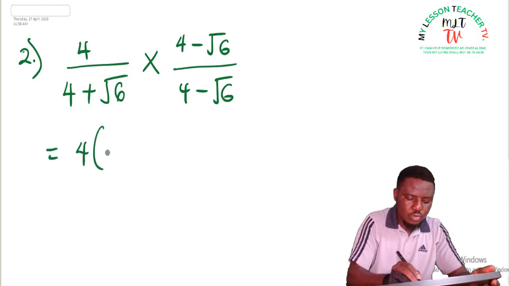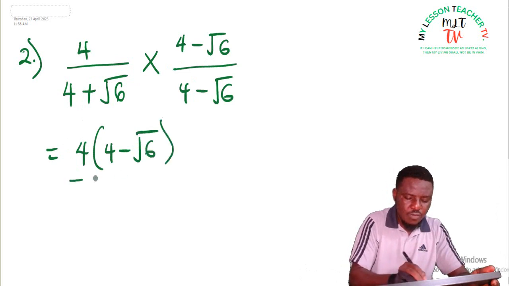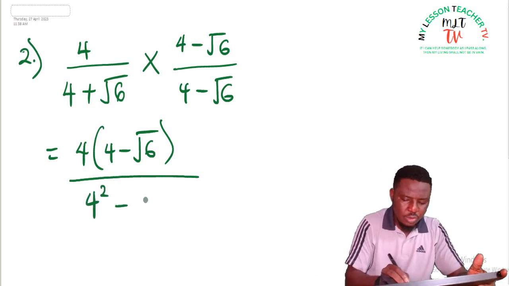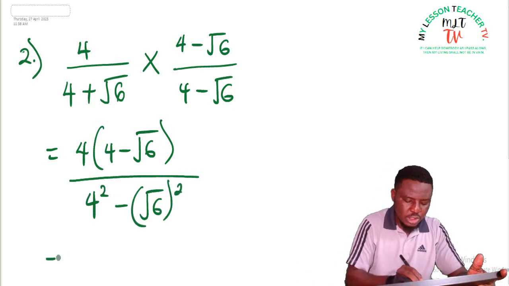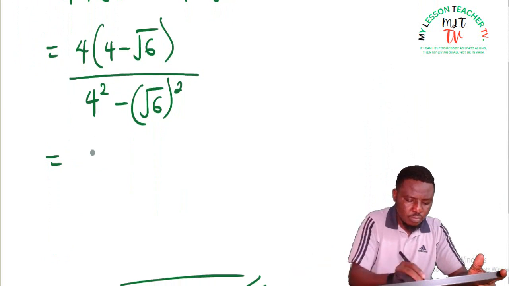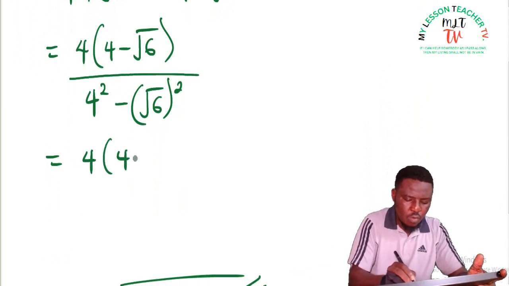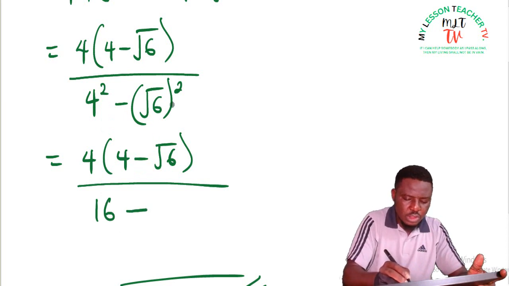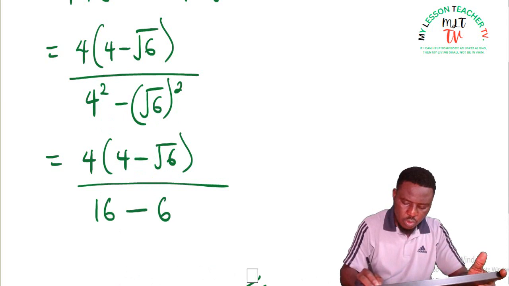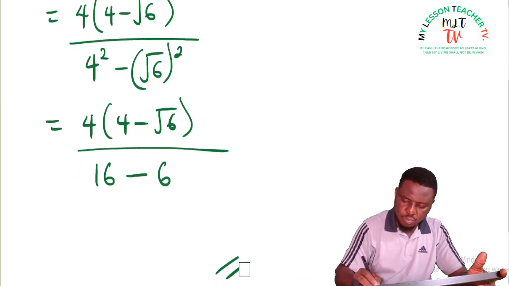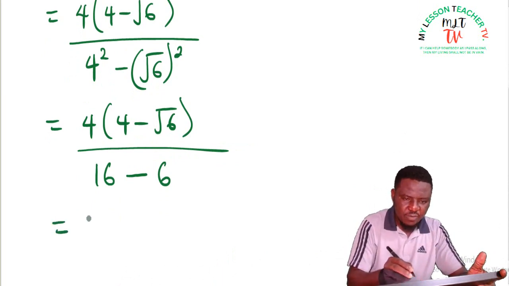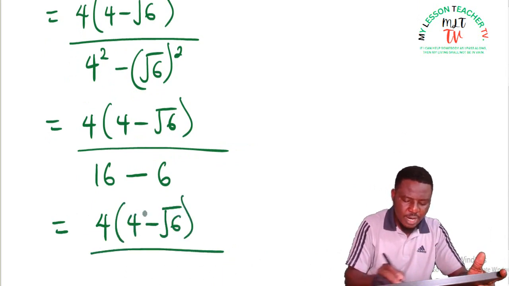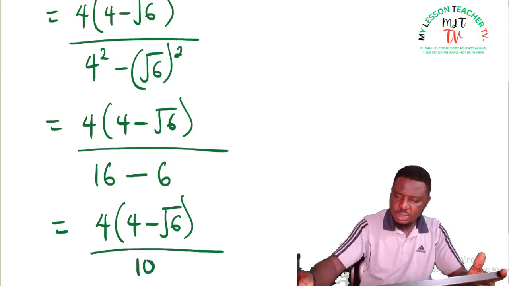So when you multiply out, this gives you 4 into bracket 4 minus root 6 divided by, at the denominator, we apply the difference of 2 squares. And this gives you 4 squared minus root 6 squared, which is equal to 4 into 4 minus root 6 divided by 4 squared is 16 minus root 6 squared is said to be 6. So when you simplify this further, you are going to have 4 into 4 minus root 6 divided by 16 minus 6 gives us 10.